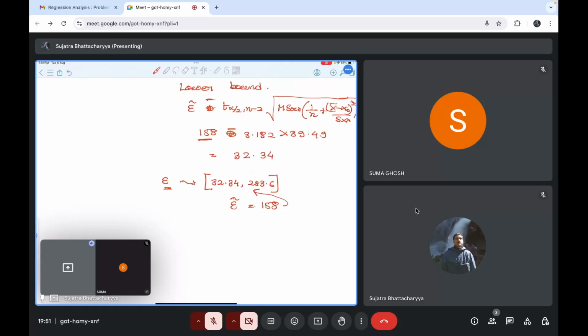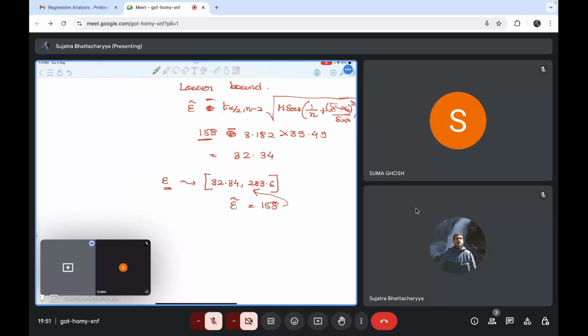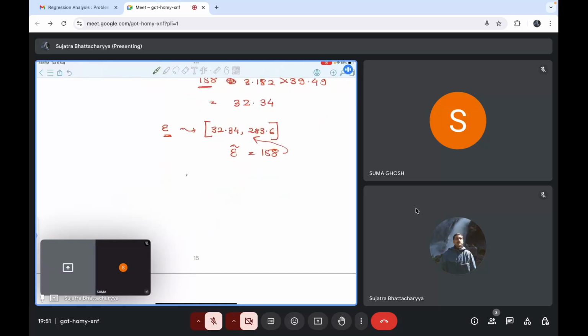I am just writing the last part, but I will not solve any question based on that. That is how we can predict a new observation. So that is the last part of the regression model. I'll just write the confidence interval and stop. Okay. So this is the prediction of a new observation.